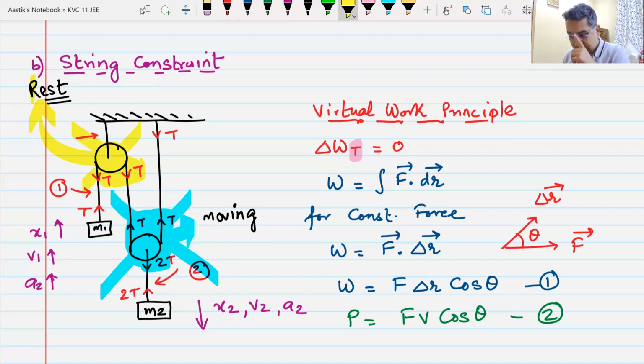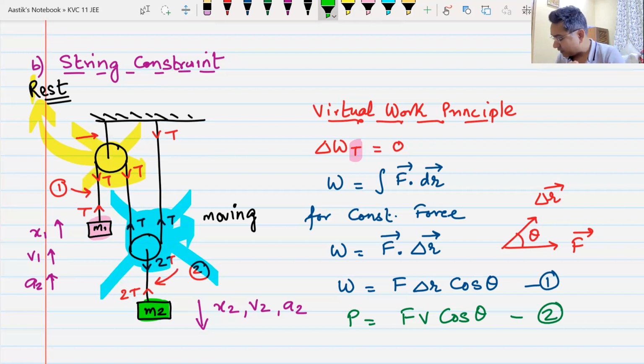Right? Now, there are only two moving things remaining here. What are those two moving things? One is this pink block and one is this green block. Do we see this pink block and green block? We just have to find out the work done by tension on these two blocks and that will give us the relation between x1 and x2, v1 and v2, a1 and a2.